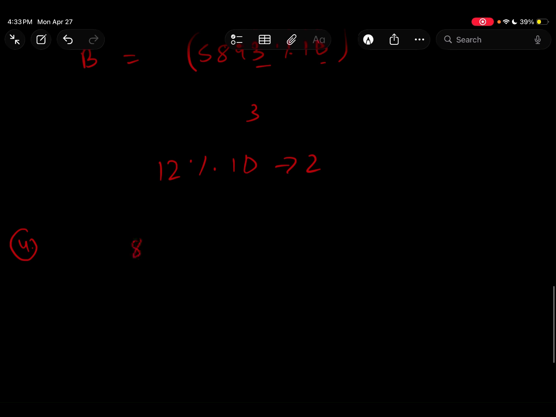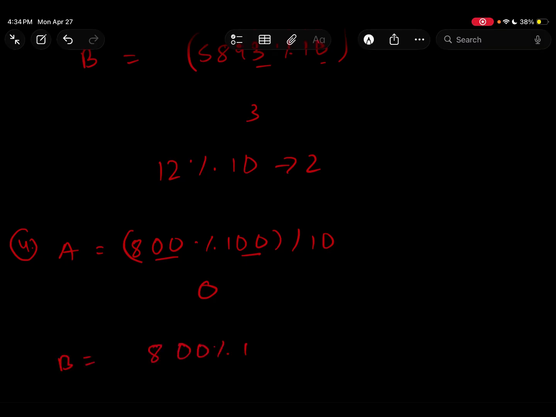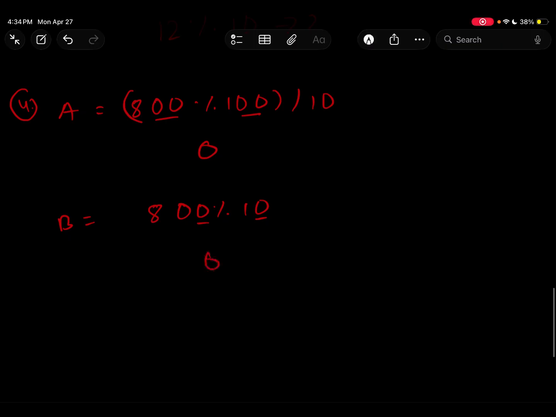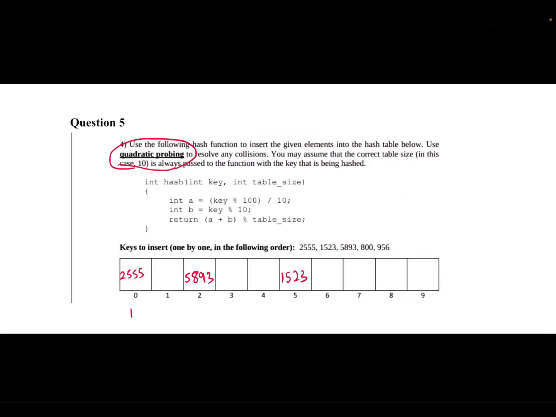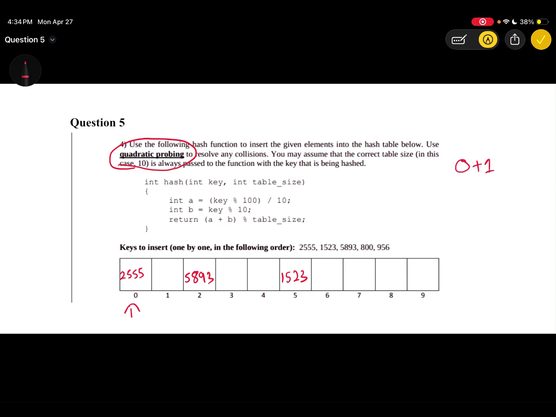Okay, now let's do 800. A's value is 800 mod 100 divided by 10, which is 0. B is again 0, because 800 mod 10 is just 0. So I'm doing 0 plus 0 mod the table size, which is 10, which is 0. Now look, at index number 0, we have a collision. At index number 0, there's a value already. So we apply our quadratic formula, in this case 0 plus 1 squared. When we do this, we just find the first open spot, so I can just insert the value of 800 here.